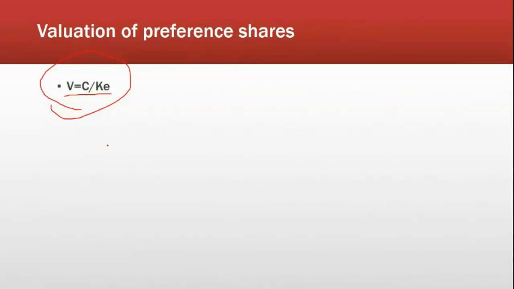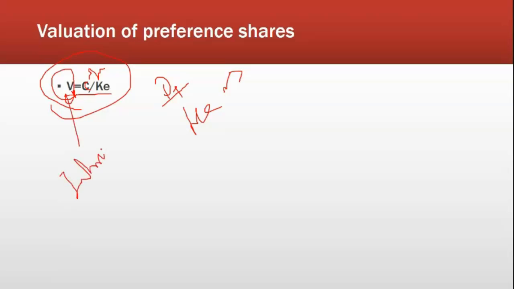V is equal to, or VP is equal to, here you can take VP as the value of the preference share, equal to the coupon payment or constant income received, which we can call D. So the fixed dividend received divided by KE, the expected rate of return from the market. VP here, the value of the preference share, is calculated as the intrinsic value of the preference share.